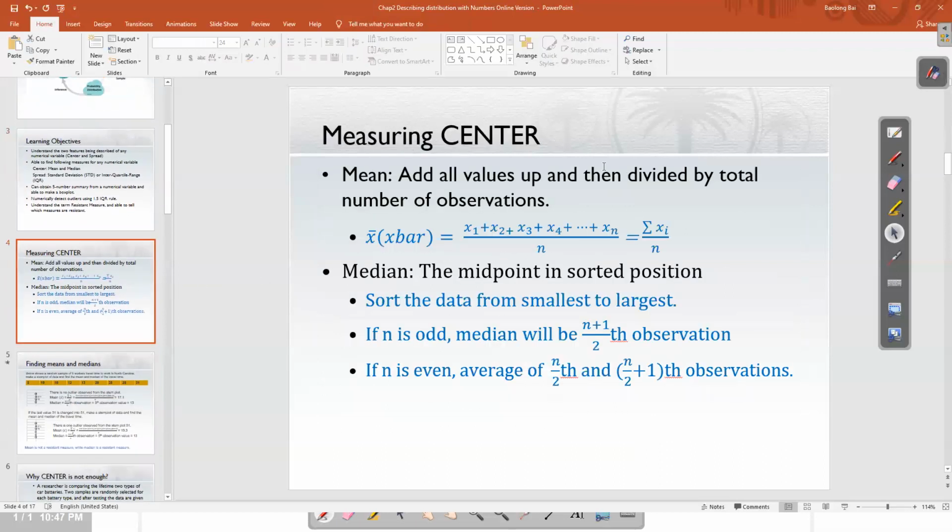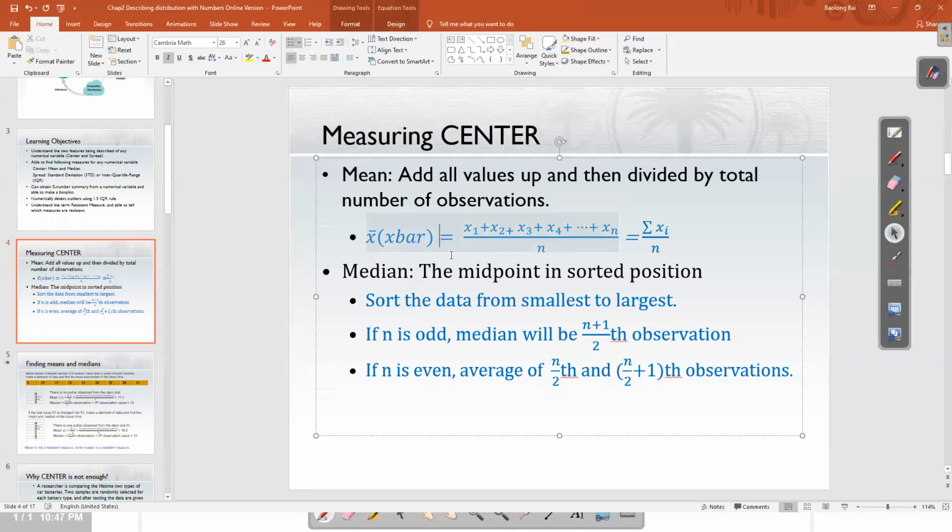So we're going to start with center. We mentioned earlier, we have two ways to find a center. One is mean, the other is median, right? Mean is taking average. We use a symbol X bar to represent it. You have a bar on top of X. We call it X bar. And this is just like a taking average function, right? Adding all the values up, divided by the number of individuals, taking average.